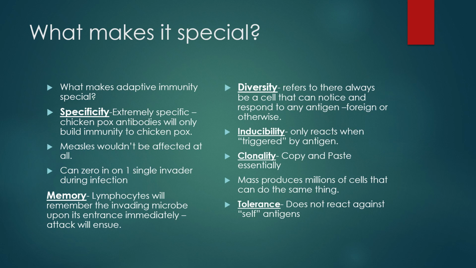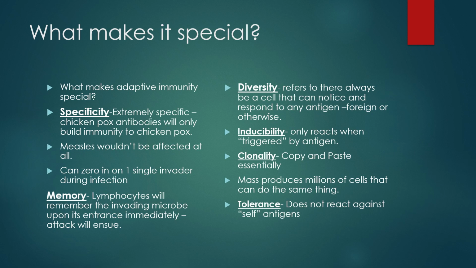It only reacts when triggered by the antigen. Then we have clonality. This is copy and paste, essentially. It makes mass productions of millions of cells that can do the same thing. Copy, paste, copy, paste. What else makes it special is tolerance. It does not react against self-antigens. Self-antigens are antigens that already exist in the body.